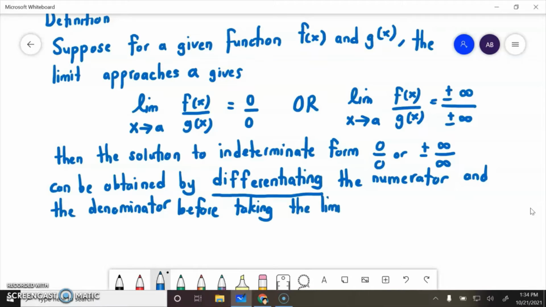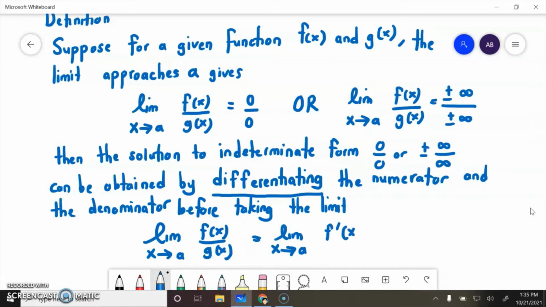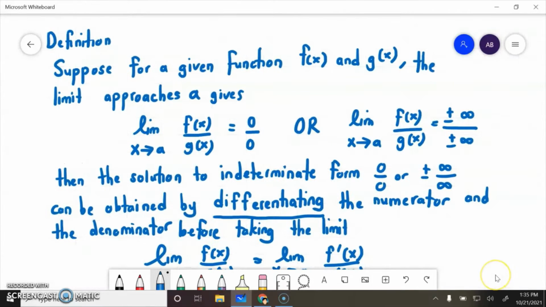If these two forms appear, you differentiate the numerator and denominator before taking the limit. So in other words, limit x approaches a of f(x) over g(x) will be limit x approaches a of f prime(x) over g prime(x), provided both are differentiable. This is the trick. This is what you mean by L'Hôpital's Rule.